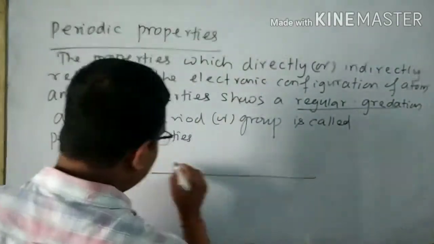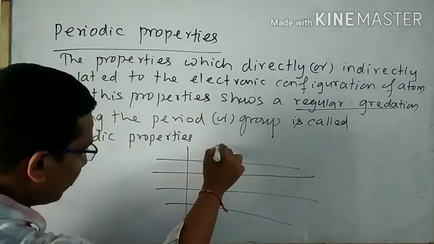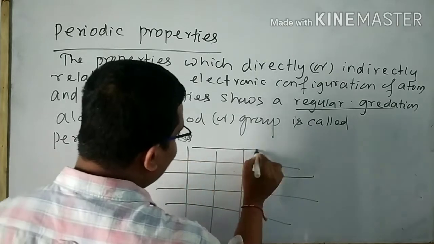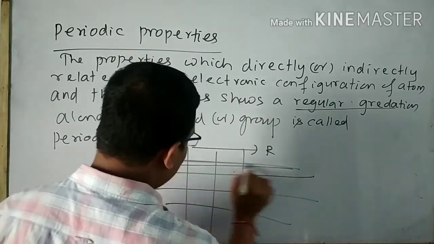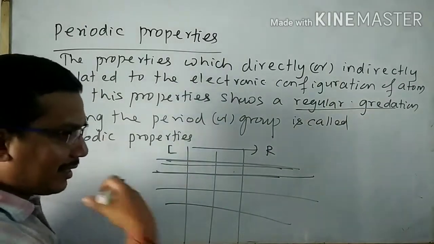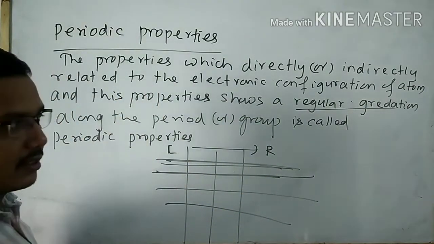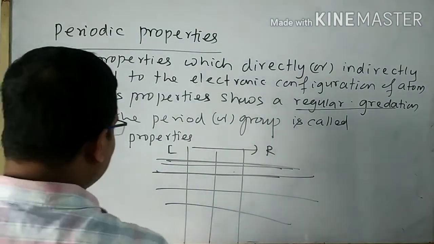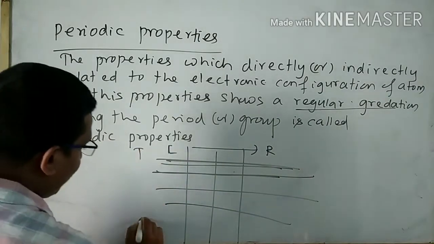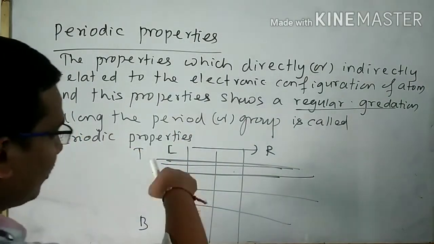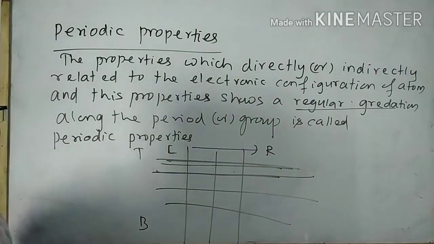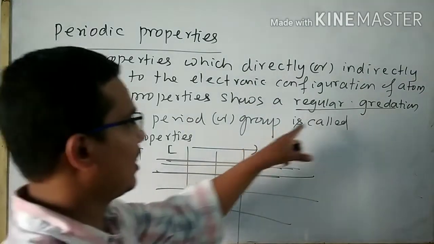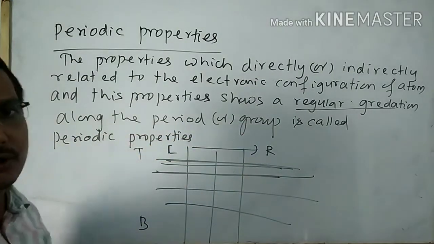Suppose these are your periods and these are your groups. Suppose I want to move from left to right of a period, there is a decrease or increase of the properties along the period. Similarly, if I move from top to bottom of a group, then the periodic property goes on increasing or decreasing in a regular manner. That is called regular gradation along the period or group.